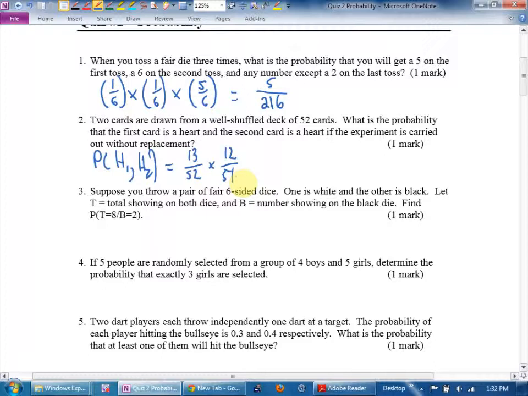I use combinations for card questions. But if they're giving me the specific order, even if it's 5 cards in a row, I can follow that branch all 5 in a row, I think. 13 times 12 is, 12 times 12 is 144. So 156 over 2652. What's that in lowest terms?